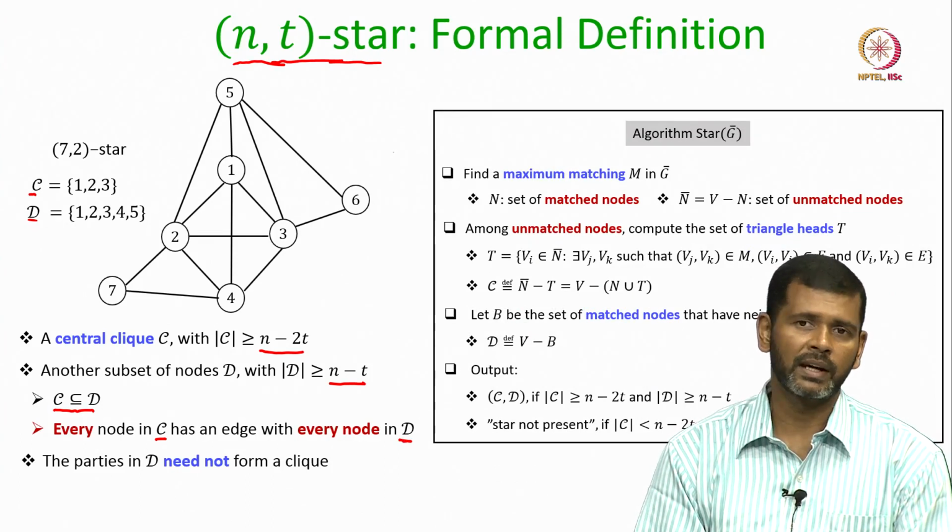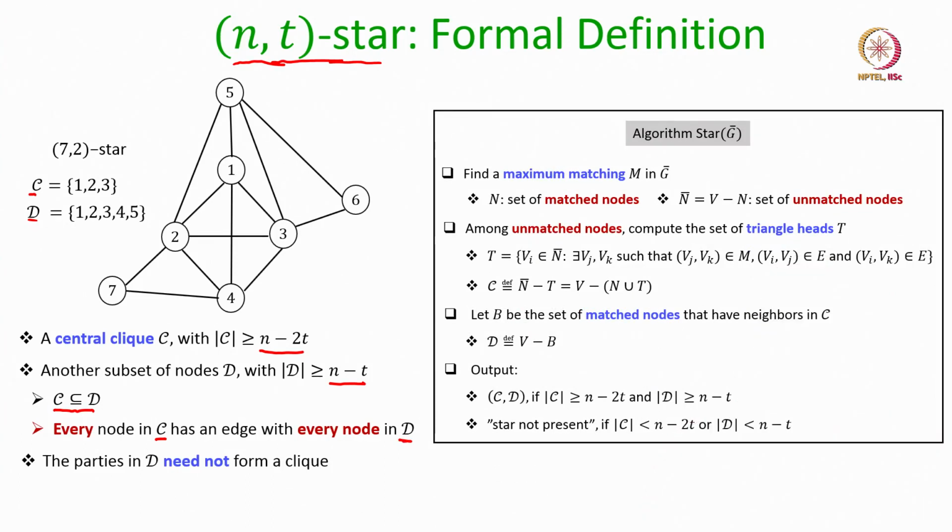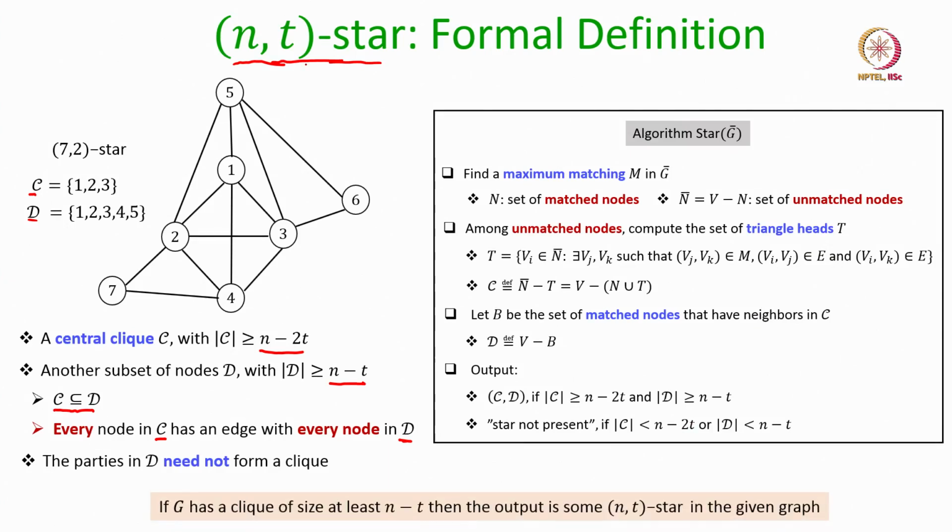And we have also seen an algorithm which can help us to find an NT star in the graph, and that algorithm has the property that if it is guaranteed that my graph has a clique of at least n minus t, then the algorithm will definitely output an NT star. Well, it can output an NT star even if the graph does not have a clique, but what we are guaranteed is that if the graph has a clique of size at least n minus t, then the output of the algorithm will always be some NT star.